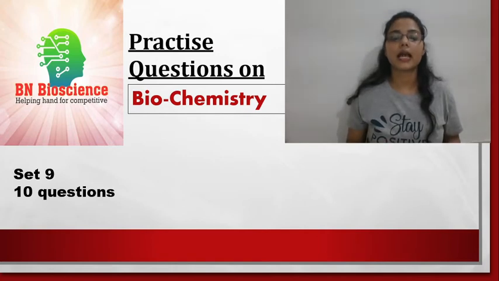Today we are going to practice some questions on biochemistry. It is the set 9 of the BN Bioscience test series. It consists of 10 questions. Each consists of 4 options. Out of the 4 options, one answer is the correct one. So stay tuned with me till the video ends. So let's start.